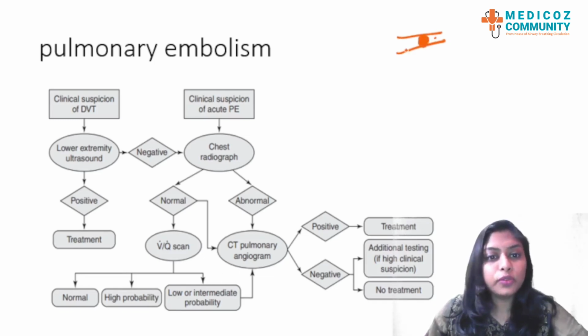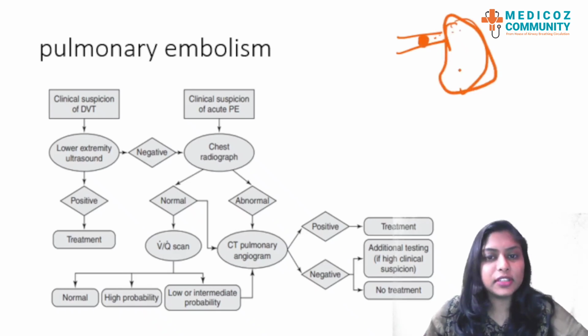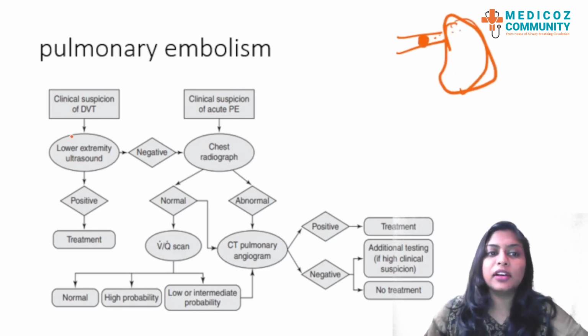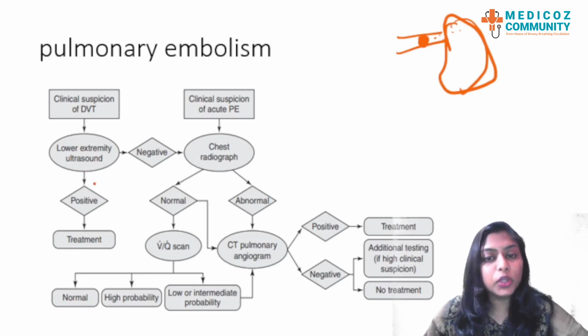That means there is no flow to the lung tissue and there will be decreased flow, that is oligemia, present. So when we are suspecting a DVT, we have to get a lower extremity ultrasound. If it is negative, then we have to go for a chest X-ray. If the chest X-ray is normal, it does not exclude a pulmonary embolism, so we have to go for a V/Q scan, that is ventilation perfusion scan, and depending on whether it is normal, high probability, low or intermediate probability, we have to go for a CT pulmonary angiogram.